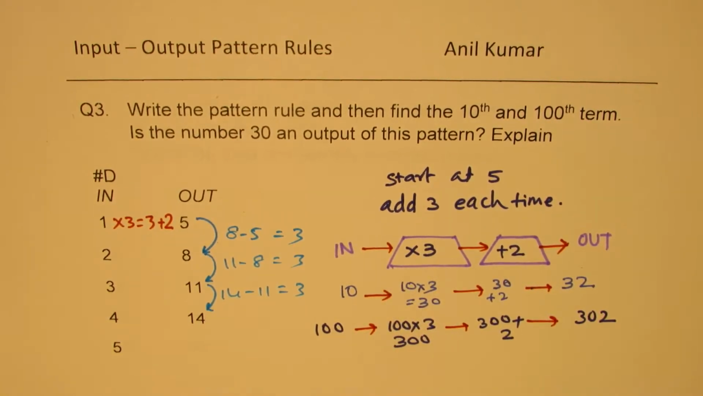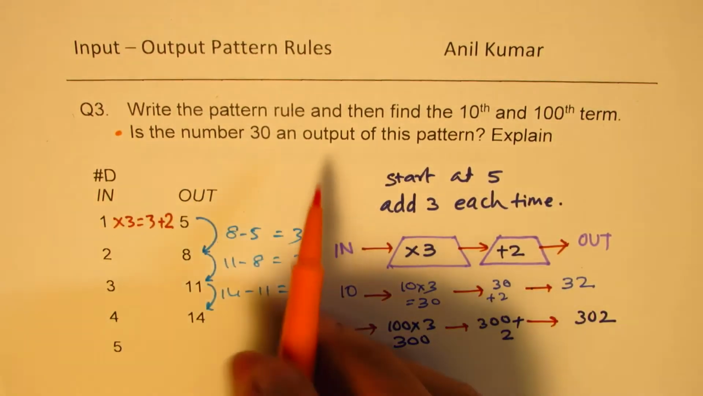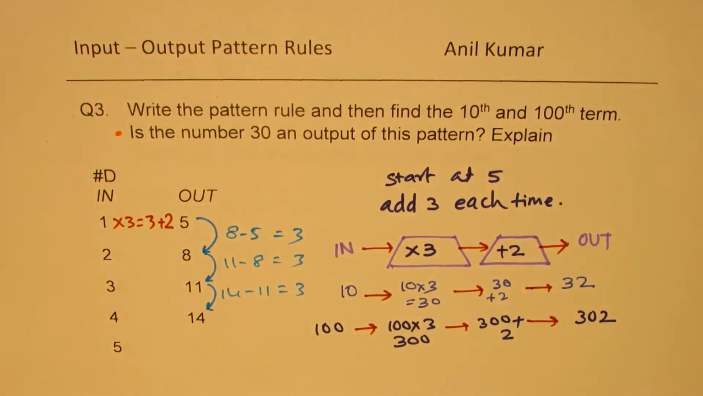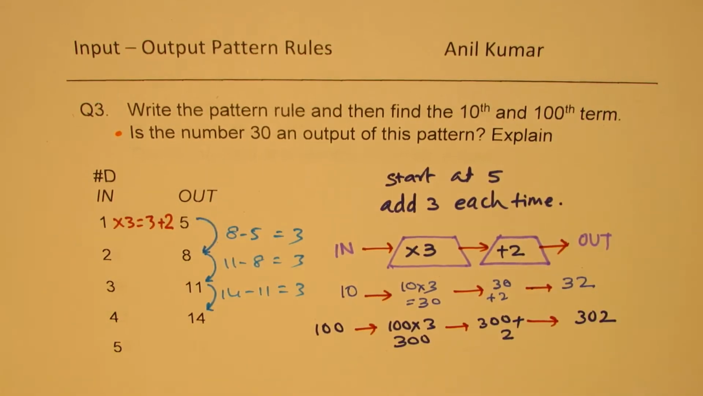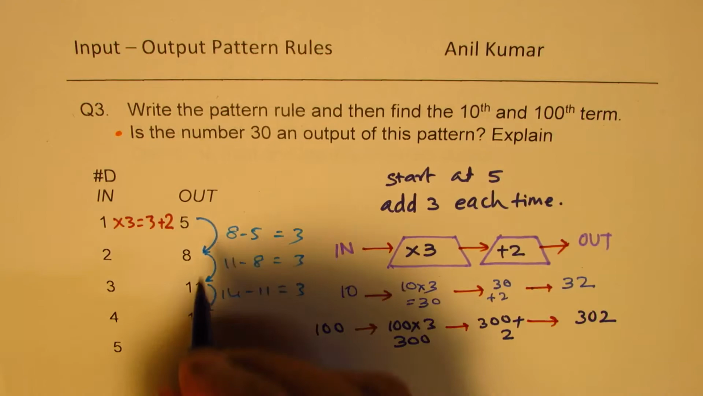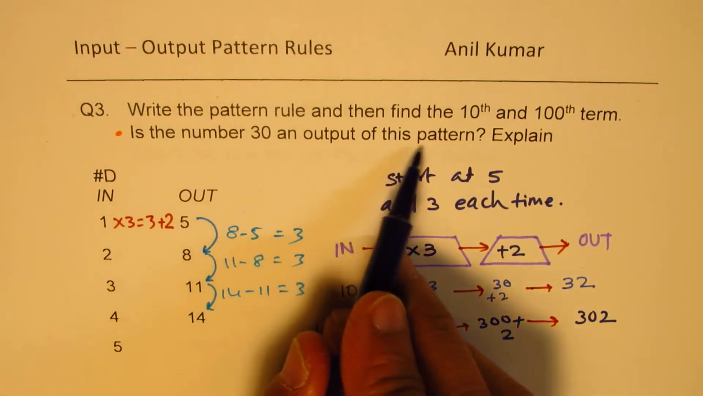Now the next question for us is: is the number 30 an output of this pattern? So what do you notice? Every number here is, you cannot say otherwise, 1 less than a multiple of 3. 2 more than a multiple of 3 is the same as 1 less than a multiple of 3. 30 is a multiple of 3, which is not in our output, right? So we'll write, is the number 30 an output of this pattern?